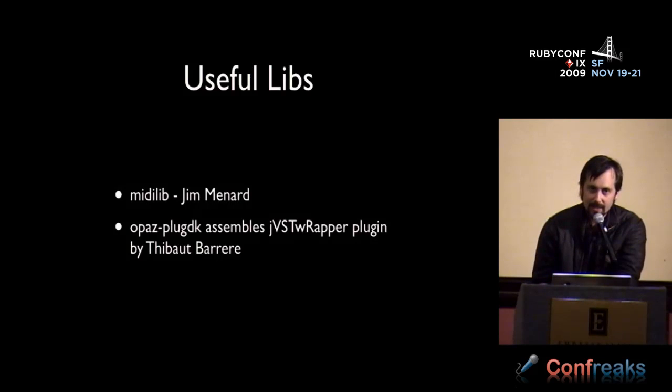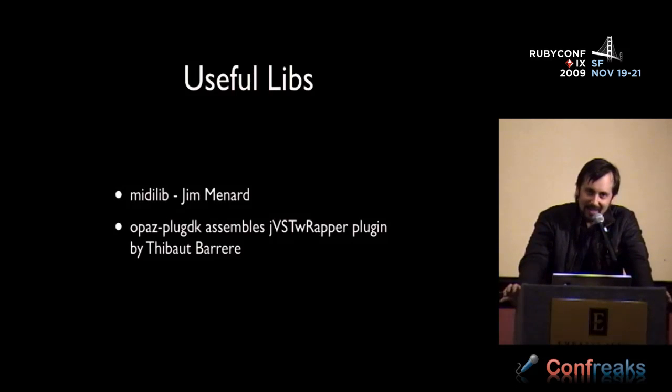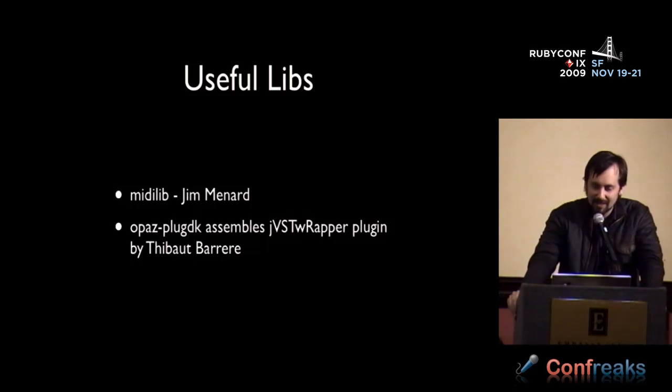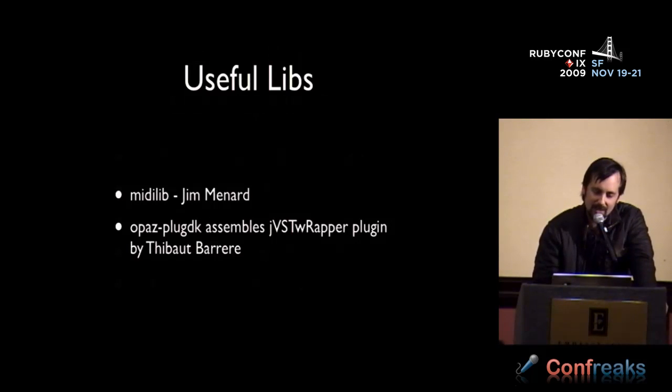Other useful libs. MIDI lib is a classic. You can generate MIDI with it. Written by Jim Maynard. That's sort of a standard. It's been around for a while. And I decided not to demo this, but Opaz Plug DK is a declarative VST plugin generator written in Ruby for generating JVST wrapper VST plugins. It's worth checking out. There's a blog post. It's kind of mad. I've used it. It actually works and is kind of exciting. So, interesting projects in that direction.